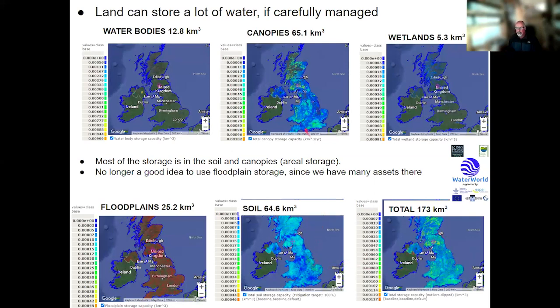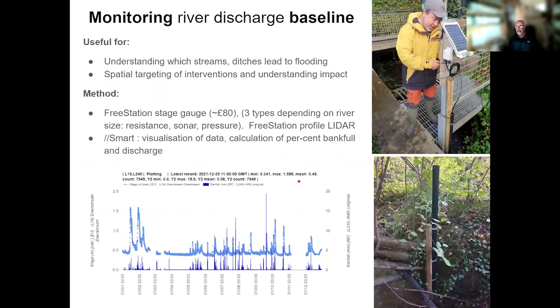And what I want to say here really is that the two big stores are canopies and soils. So natural flood management can be a big part of flood management because they are already the big stores, and if they're well managed, then they will be much more effective. So how do we go about understanding natural flood management?